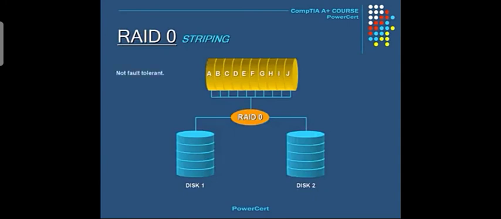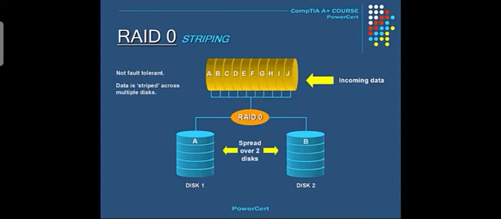Now RAID 0 is not fault tolerant. In fact, RAID 0 shouldn't even be called RAID, because not only does it not provide fault tolerance, it actually increases the chance for data loss. Because in a RAID 0, the data is not duplicated, but it's actually spread or striped across 2 separate disks. So if just one of these disks fails, then all the data would be lost. So the only reason why you would want to use RAID 0 is speed. Because when you have 2 disk controllers working instead of 1, then accessing data is much faster.